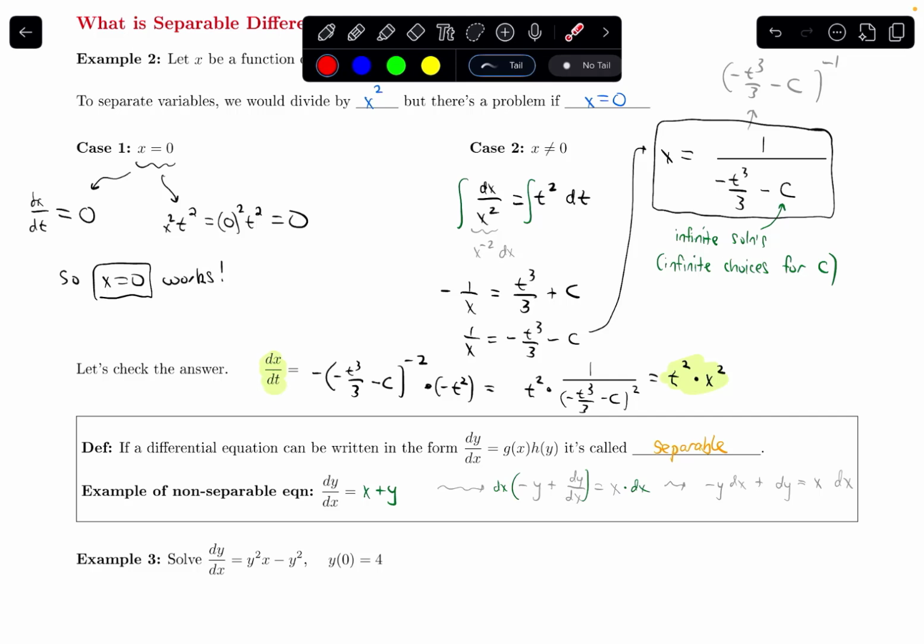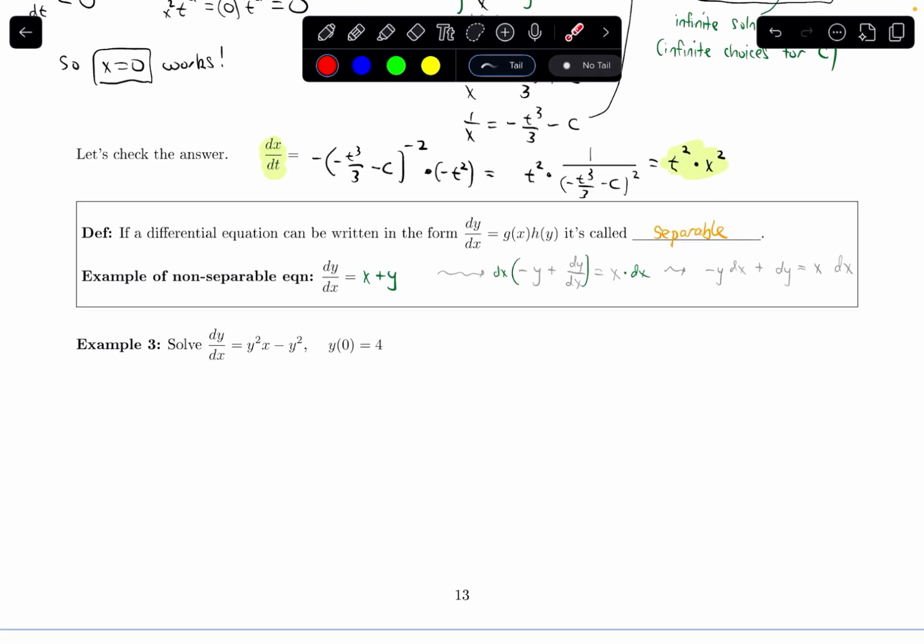So let's look at another example. Let's say I want to solve dy dx equals y squared x minus y squared with this initial condition that y of 0 equals 4. So even though this right-hand side doesn't look like all the x's and all the y's in separate functions multiplying together, I can get it in that form. Because I can factor out a y squared on the right and then be left with x minus 1. And now they are being multiplied, a function of the y's and a function of the x's. So now I can separate this.